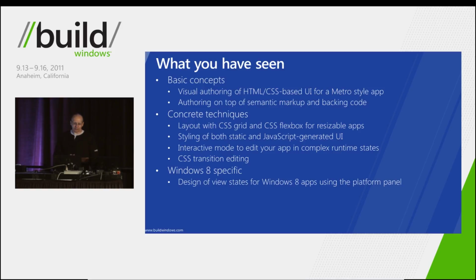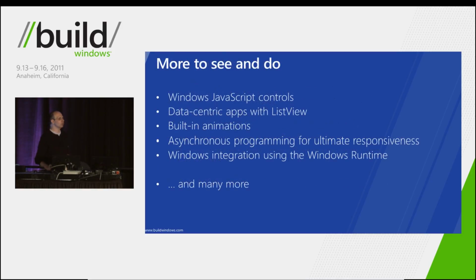And finally, you've seen a bunch of the Windows 8 specific things. You've seen how to design view states and orientations, and how to use Windows 8 controls. There's a lot more to do in an app if you want to make a really cool Metro app, and if you're interested in that, I recommend you look at a bunch of these things. The Windows JavaScript controls, we barely scratched the surface of them. There's especially cool stuff you can do with data-centric apps using the list view and grouped list view. It's amazing what you can do with these.